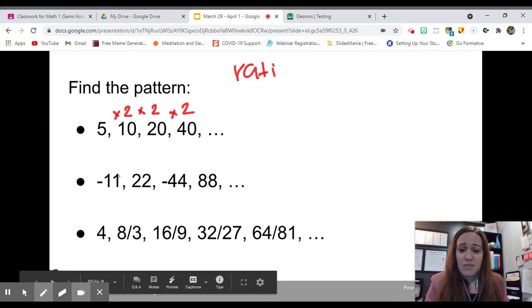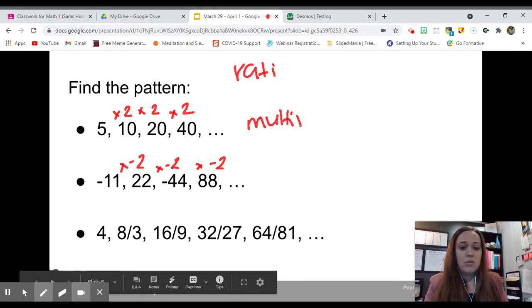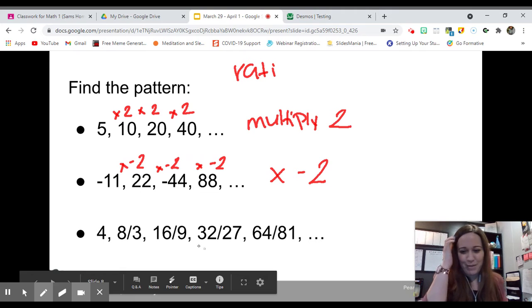How do I go from negative 11 to positive 22? This one, I multiply by negative 2. Positive to a negative, multiply by negative 2. Negative to a positive, multiply by negative 2. So the pattern here was multiplying by 2, and here it was multiplying by negative 2. It took me too long to write out the word multiply.